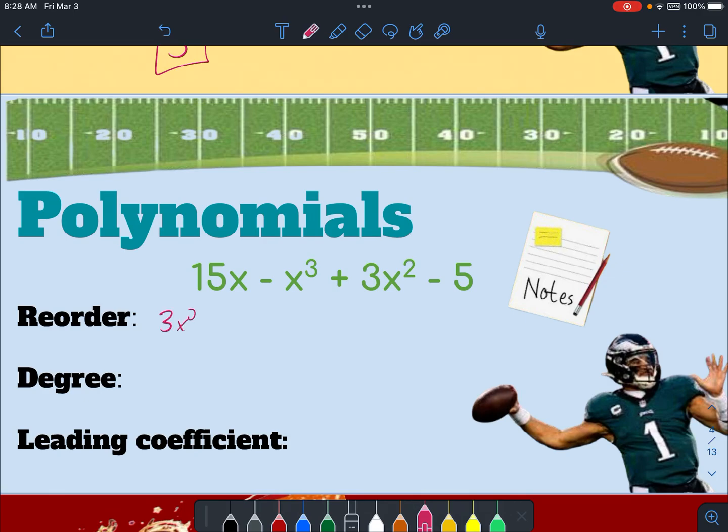To reorder these, though, it's going to be a 3x squared. Oh, no, it's not. I'm sorry. I missed that. X cubed. So you have a negative x cubed plus 3x squared plus 15x minus 5, which makes our degree then 3 from identifying that guy right there. And then leading coefficient. So when you reorder it, what is the coefficient that is in front of the entire equation? In this case, it's just the negative symbol. So it would actually be the equivalent of a negative 1. So negative 1 is the leading coefficient or leading number to this polynomial.